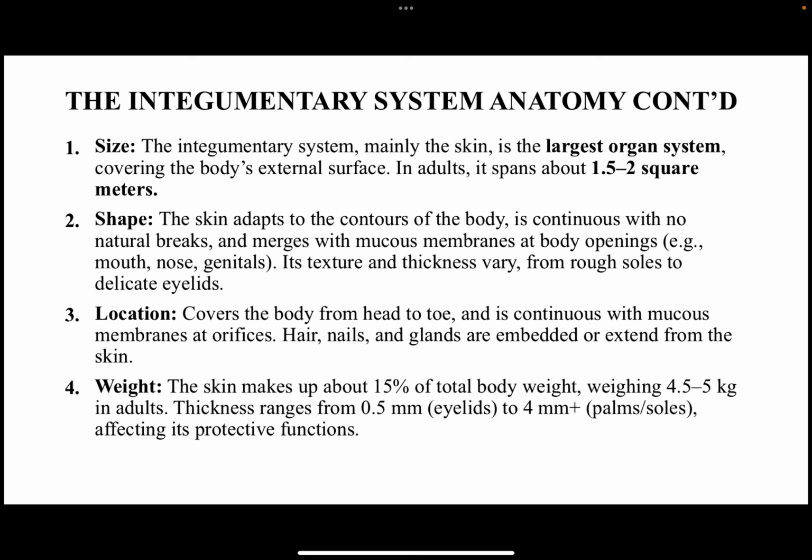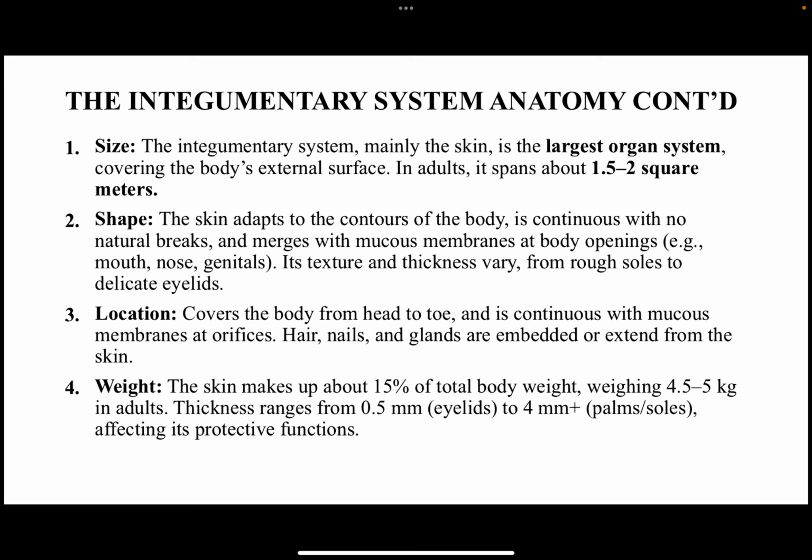Okay, as I said earlier, the integumentary system, which is mostly made up of the skin, is the largest organ system. In fact, it's the largest organ in the body, covering the body's external surface. In adults, it spans about 1.5 to 2 square meters. Is that okay? Good.